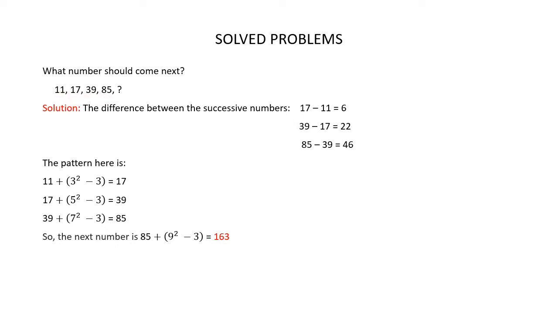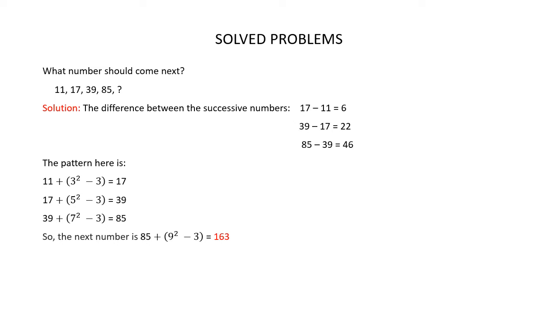So first find the difference between the successive numbers. So 17 minus 11 is 6. 39 minus 17 is 22. 85 minus 39 is 46. When you look at these differences, 6, 22 and 46, you'll notice a pattern here. 6 is closest to 3 squared, that is 9. 6 is 3 squared minus 3.